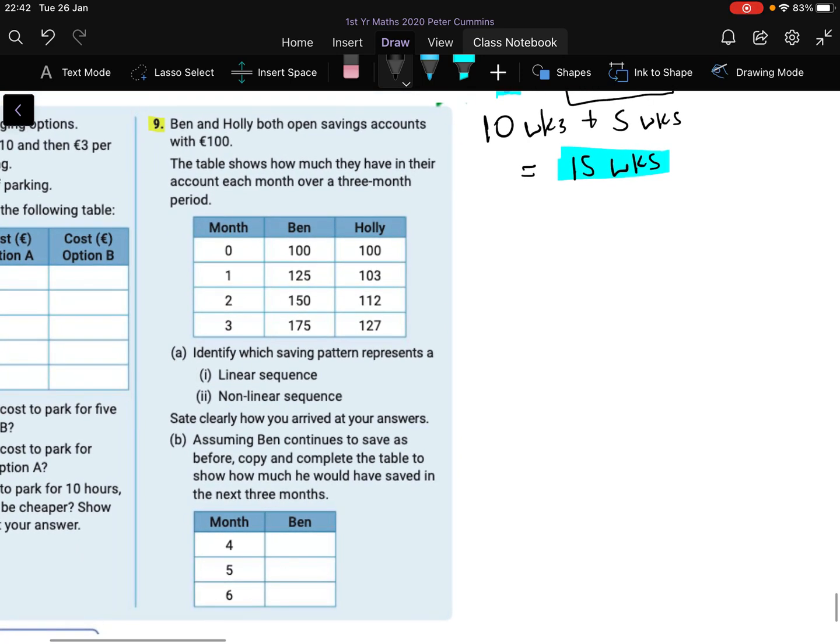The last question then I wanted you to do was question number 9. Quite a long question. Ben and Holly both opened savings accounts with 100 euros. So they put 100 euro into the savings account straight away. The table shows how much they have in their accounts each month over a 3-month period.